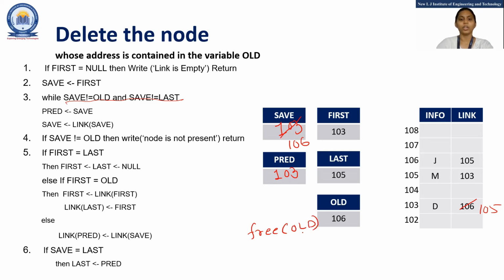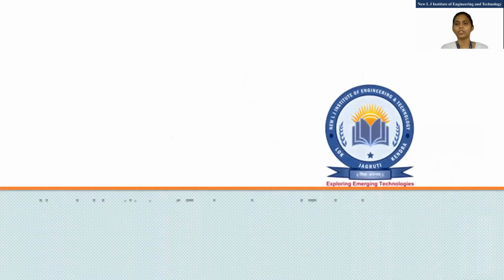Fine or not? And what was the sixth step? The sixth step is, if we are at the last node, then the last pointer needs to be updated with the predecessor. So these are all the conditions that need to be addressed while you want to delete something from a circular linked list. I hope you are clear with the deletion part in the circular linked list. Thank you for this video lecture.